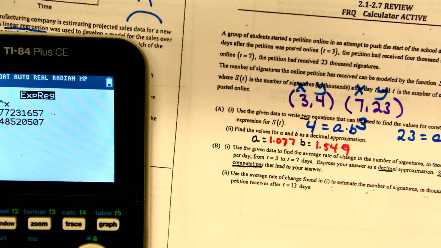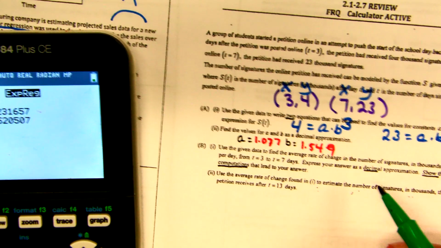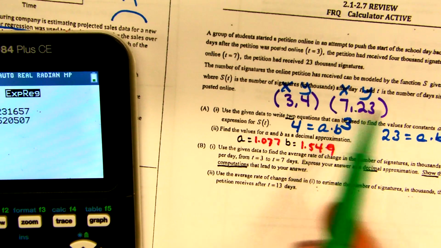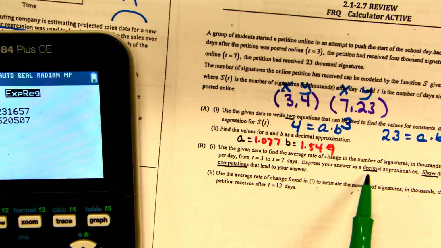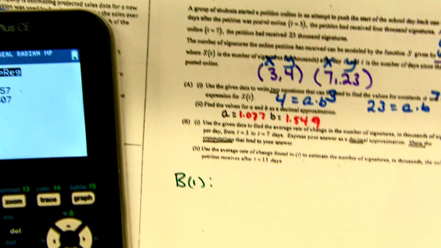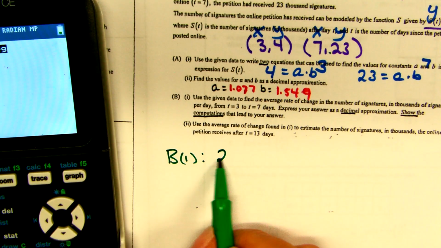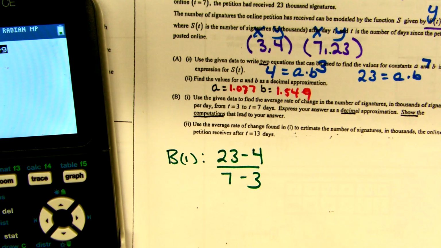B1 is asking for us to find, it sounds so fancy, use the given data to find the average rate of change in the number of signatures in thousands of signatures per day from blah, blah, blah. Guys, this is just asking for you to find the slope of these 2 points. Find the slope, okay? It does say to express your answer as a decimal and show the work, okay? It's exactly what it will say on Thursday and on May 12th. So I'm just going to do y's on top, x's on bottom.